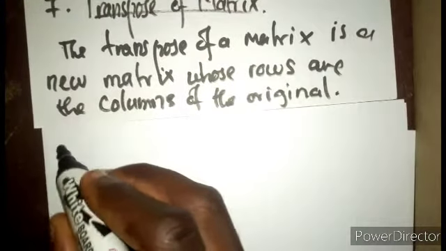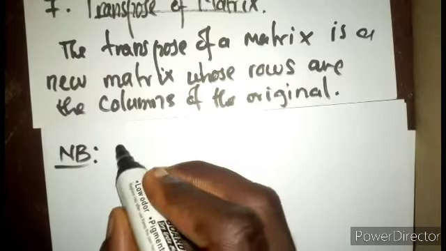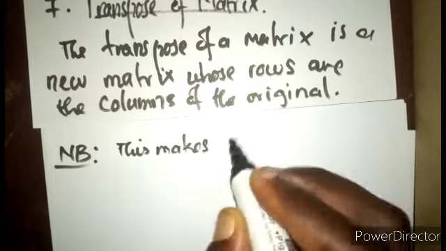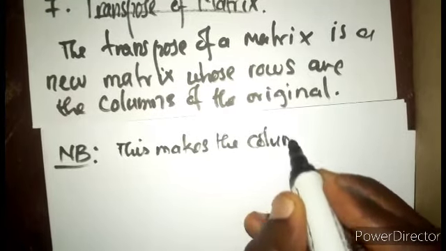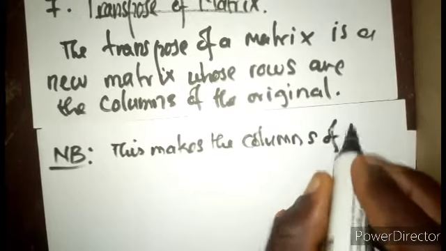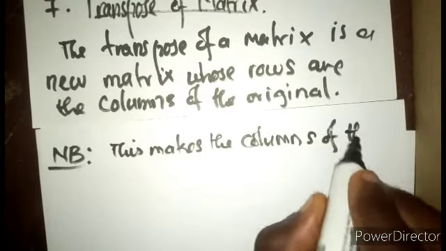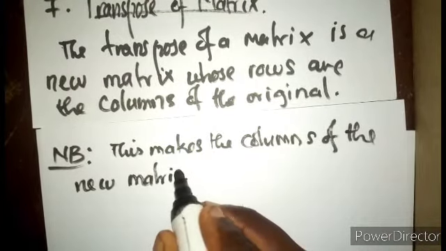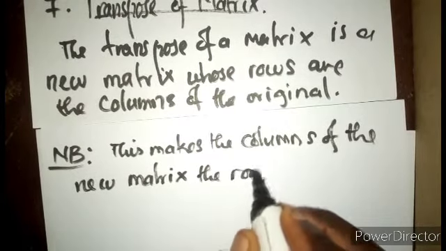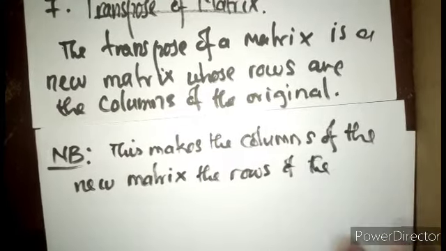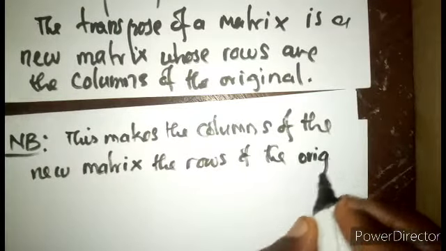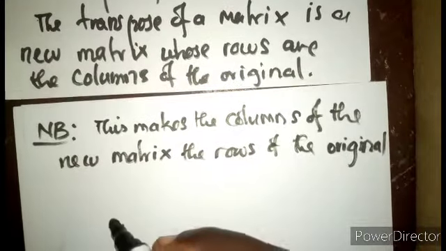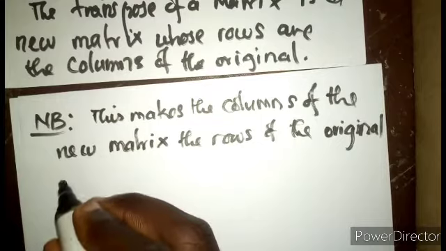Good. So what does that mean? It means that it makes the columns of the matrix, which is the new matrix, the rows of the what? Of the original. Okay. Like, let me give you for instance.